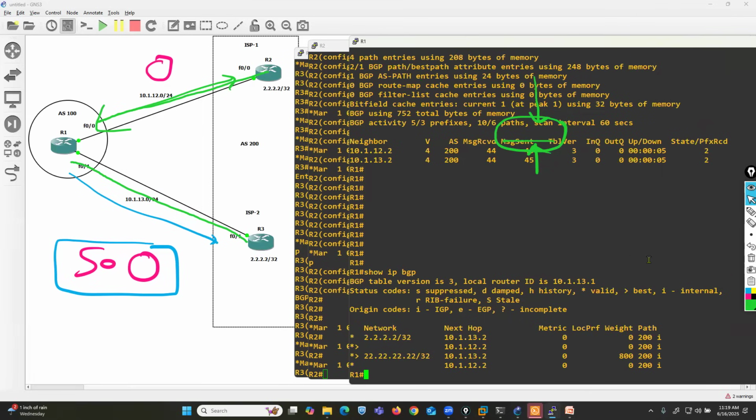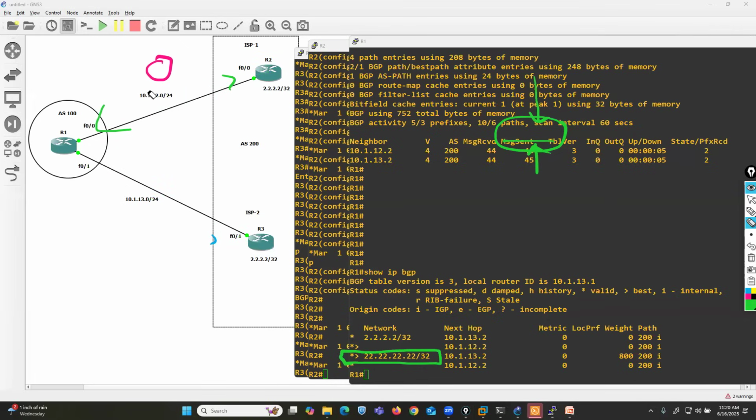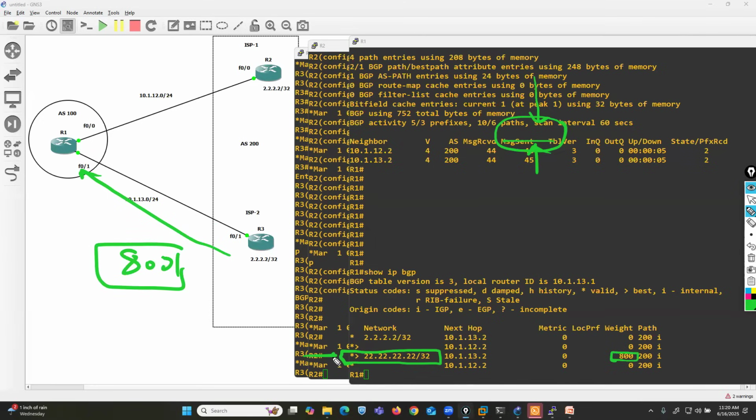You can see now this 22.22.22.2 route, this particular route, is coming via 10.1.13.2 with weight 800. And this same route is coming via 10.1.12.2 with weight 0. So this side we have the higher weight, so this route is installed. This one is the best route. Is my point clear?